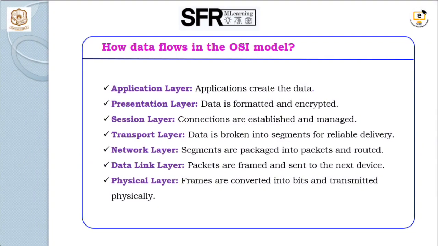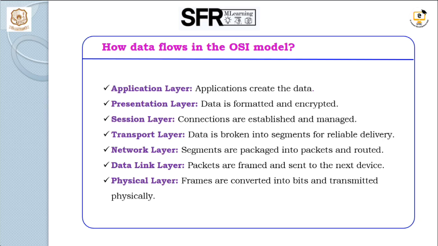So let us have a discussion about how data flows in the OSI model. The topmost layer, the application layer, will create the data. In the presentation layer, the data is formatted and encrypted. In the session layer, the connections are established and managed. Once the connection is established, the transport layer breaks the data into segments for reliable delivery. After that, the network layer packages the data into packets and routes them towards the data link layer.